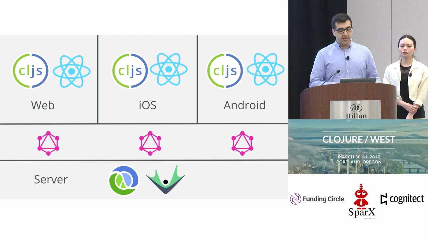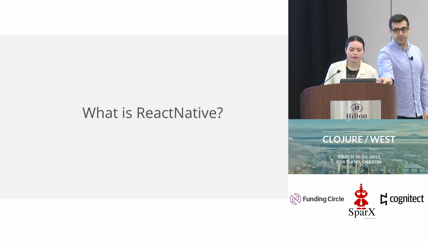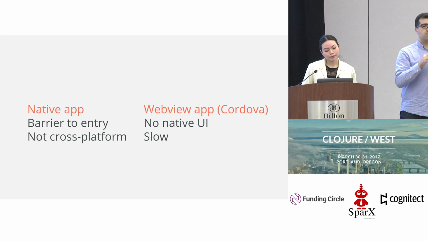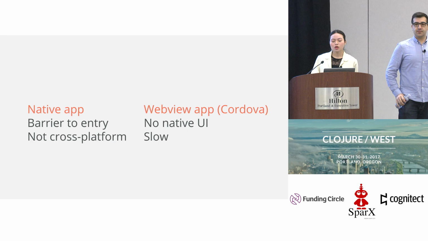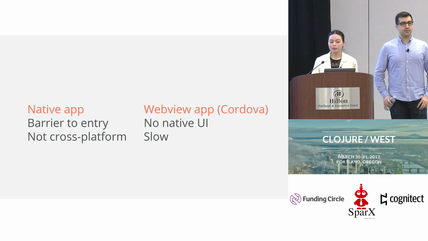Now, before we go into our experience actually using these technologies for this project, we should give a brief overview of what they are. What is React Native? Before React Native, most mobile apps were one of two types. First is native app. That is something like Java, Objective-C, or Swift. The problem with that for us as web developers is that it has a really high barrier to entry. We have to learn new languages, new tools, new APIs, etc. And it's also not cross-platform.